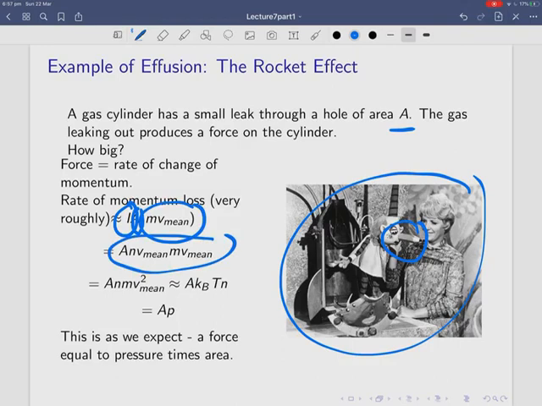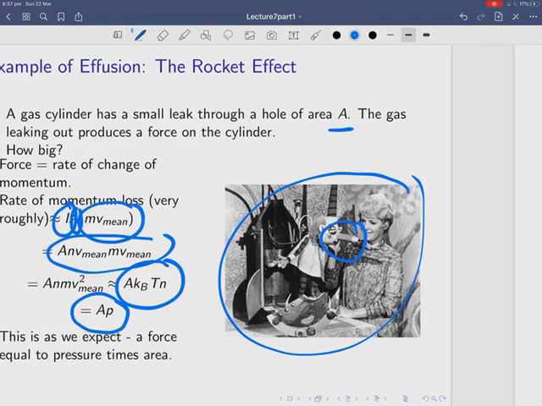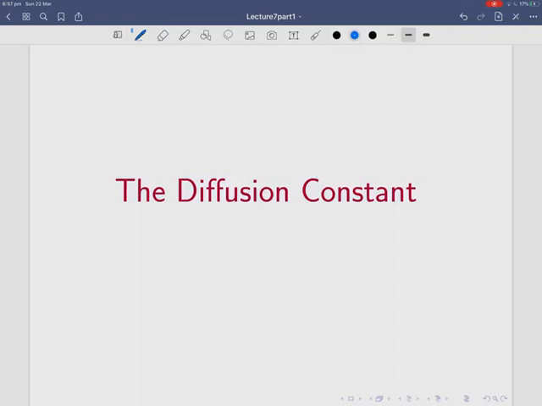v mean squared, and because we know how v mean squared depends upon the temperature, etc., we can write it like that, which is A times P, and that's exactly what we expect. The rate of momentum loss is proportional to the area times the pressure. Now, the answer here is in fact a little bit different in reality, because we've left out numerical prefactors. But that's just to check that our result is somehow sensible.